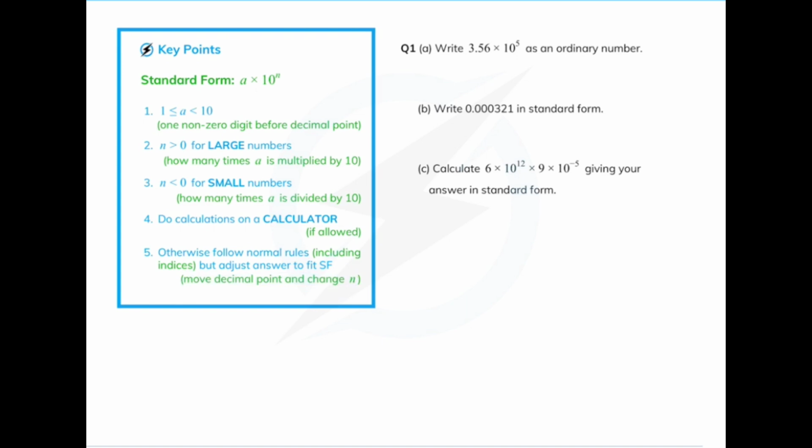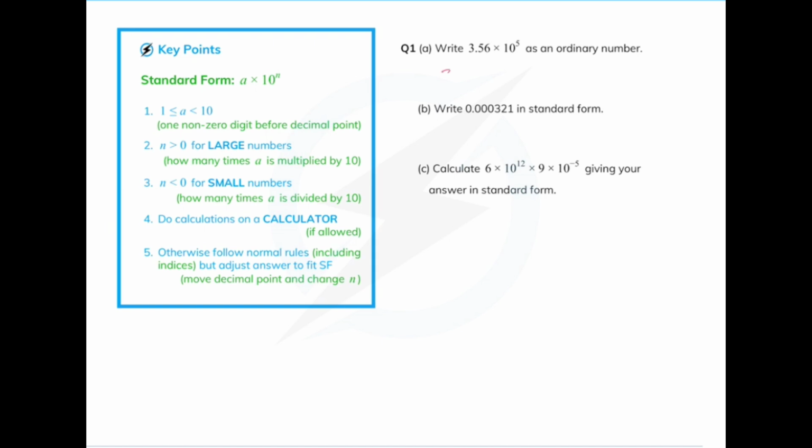So, a couple of straightforward parts to this question to start with. Write 3.56 times 10 to the 5 as an ordinary number. Before we do that, let's just look at this. This really is in standard form. The A, the first bit, it's a number between 1 and 10. As you can see, there is one non-zero number before the decimal point, and then we're multiplying by 10 5 times, so it's going to be a big number. Right, let's do the question.